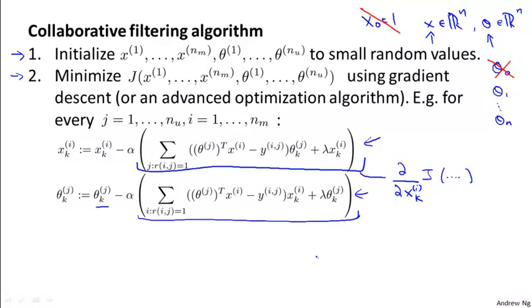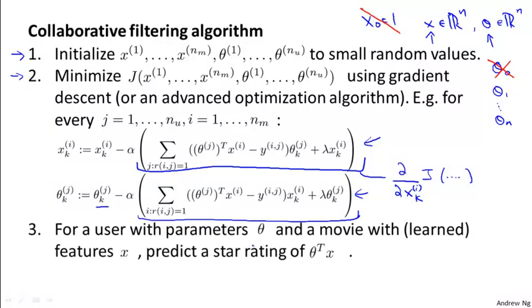So we then use gradient descent to minimize the cost function J with respect to the features x and with respect to the parameters theta. And finally, given a user, if a user has some parameters theta, and if there's a movie with some learned features x, we would then predict that that movie will be given a star rating by that user of theta transpose x. Or just to fill this in, we're saying that if user j has not yet rated movie i, then what we do is predict that user j is going to rate movie i according to this: theta^(j) transpose x^(i).